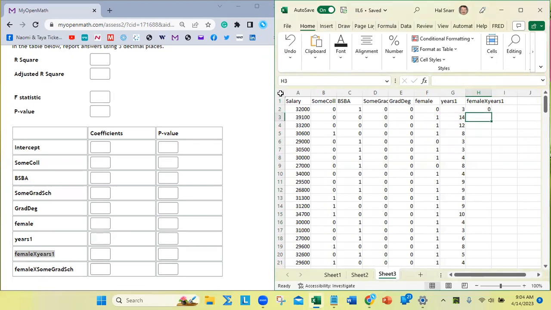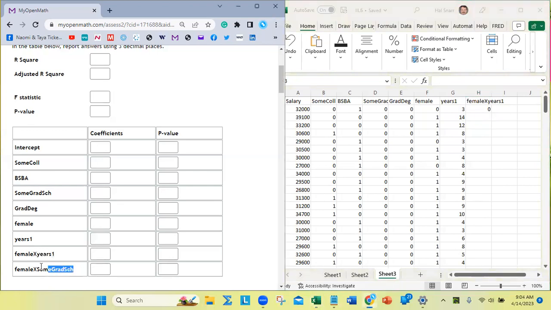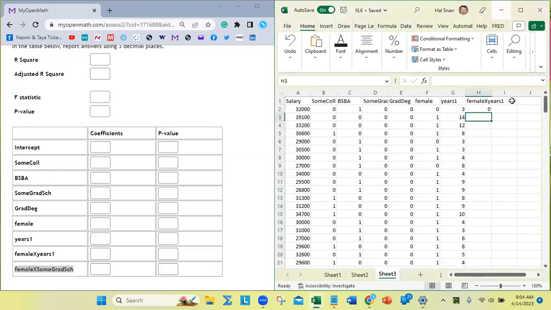I'm going to auto fit these. Oh, let me get this first. Then the next variable I'm going to create is female times some graduate school. Your version of this might be different. Your version of the problem might be different. Okay, so you got to keep that in mind. You might have a different variable. We all have different problems, right?